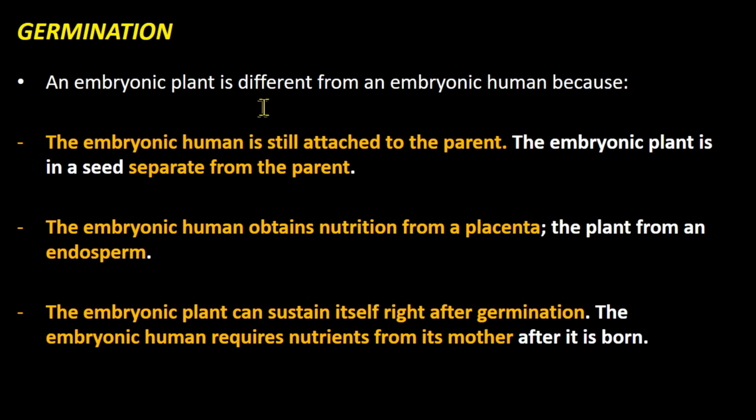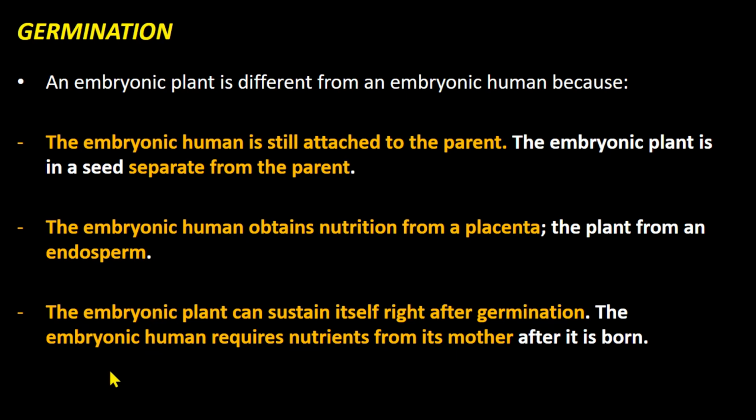So an embryonic plant is different from an embryonic human because, one, the embryonic human is still attached to the parent via the umbilical cord, but the embryonic plant is in a seed that is separate from the parent. Two, the embryonic human obtains nutrition from a placenta, but the embryonic plant from an endosperm. And three, the embryonic plant can sustain itself right after germination, but the embryonic human requires nutrients from its mother after it is born. Basically, when it is a baby, it still needs breast milk and still needs care from the mother.